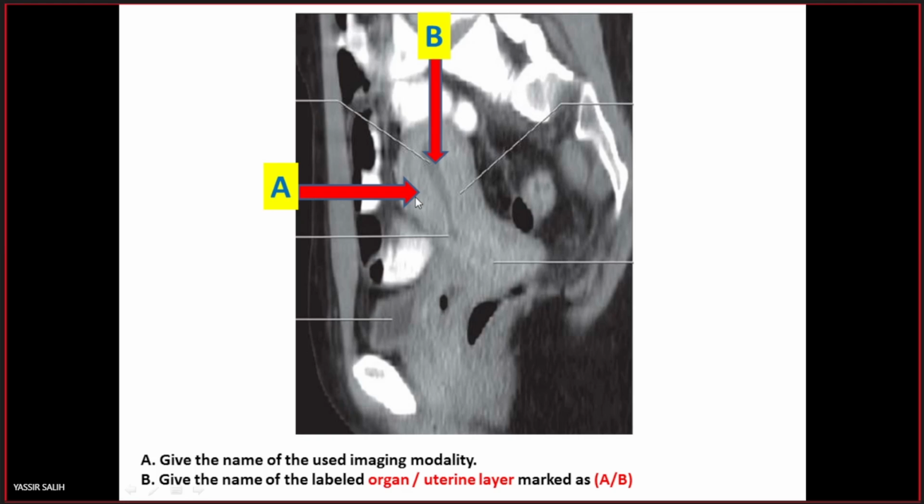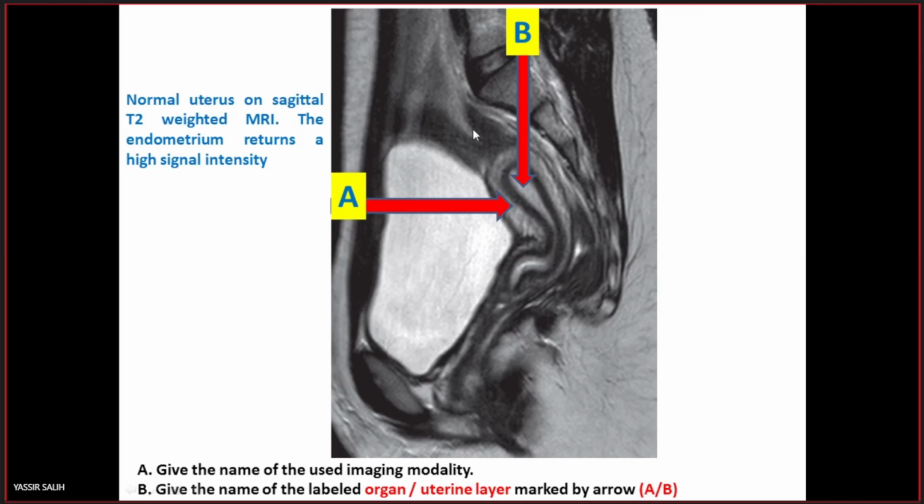So, give the name of the labeled organ A. Uterus. Give the name of the uterine layer marked as A. Myometrium. Yes, thank you. Give the name of the uterine layer marked as P. Endometrium. Yes, thank you.